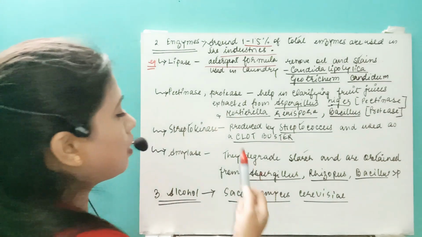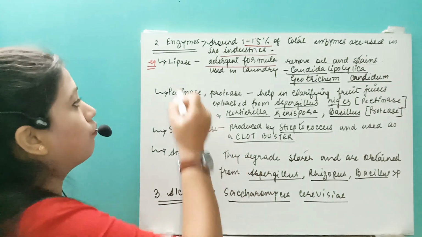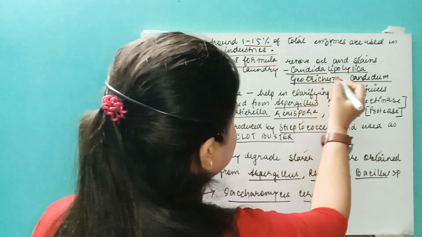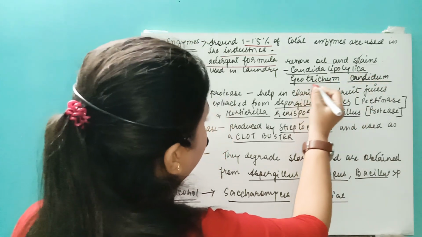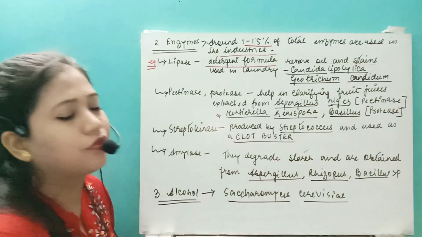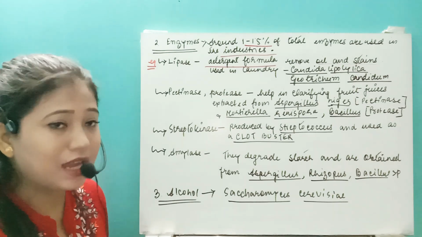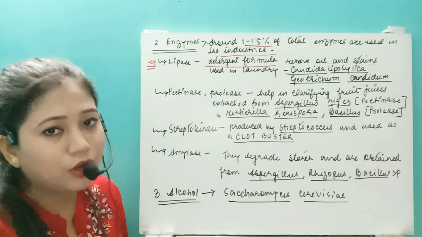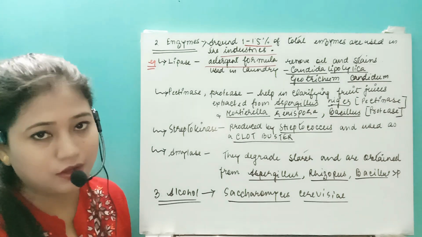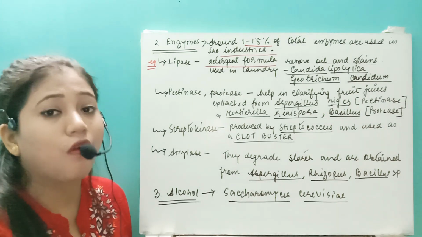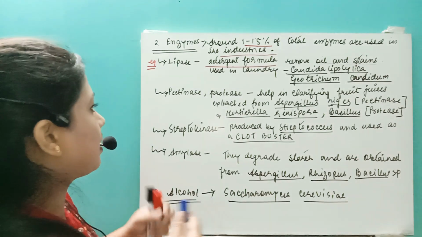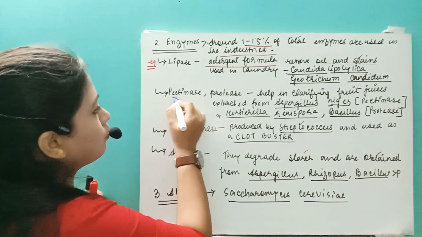So what are the organisms from which this lipase enzyme is extracted? They are Candida lipolytica or Geotrichum candidum. From these two species, the enzyme lipase is extracted for the production of different detergents for the removal of oil and stains. Remember that.